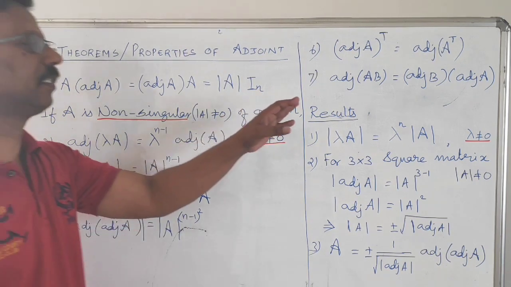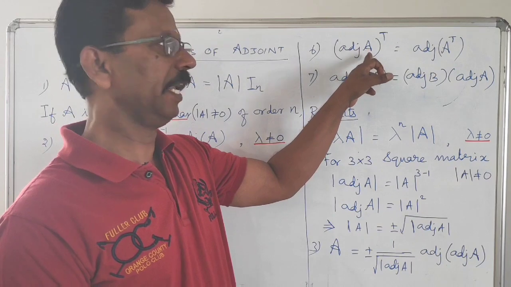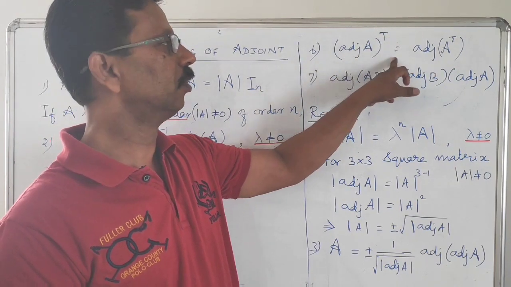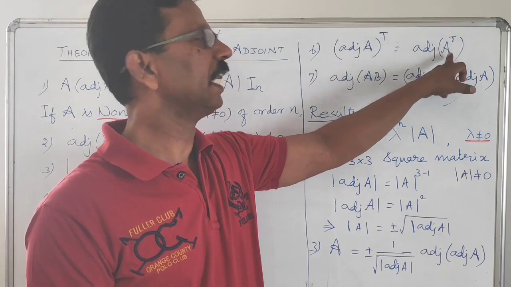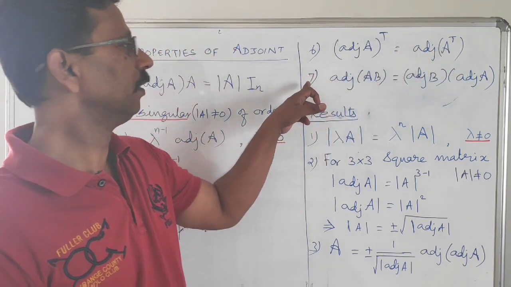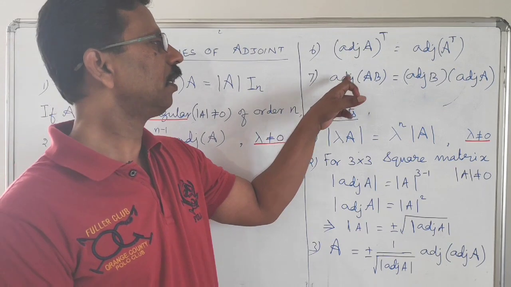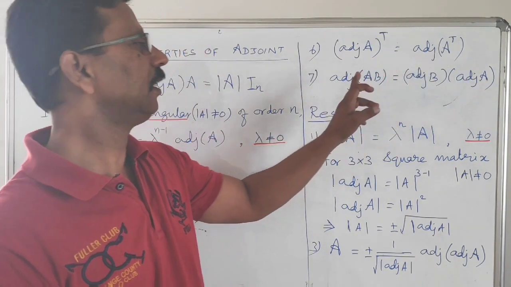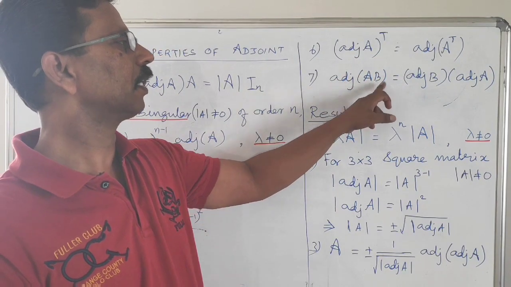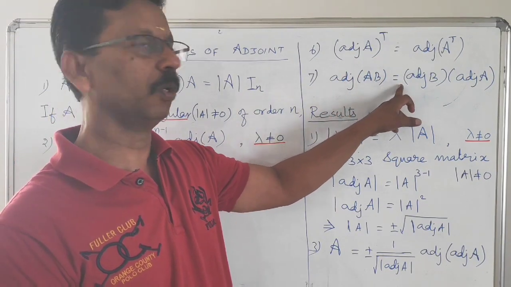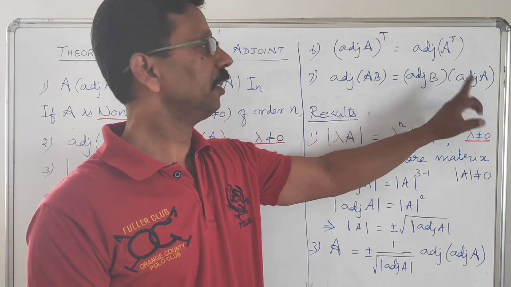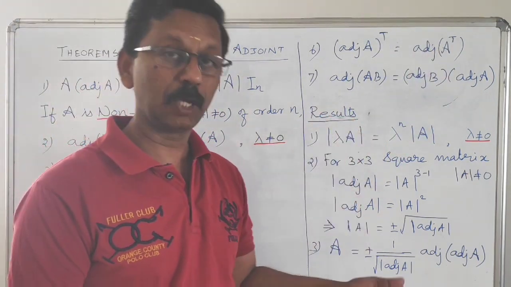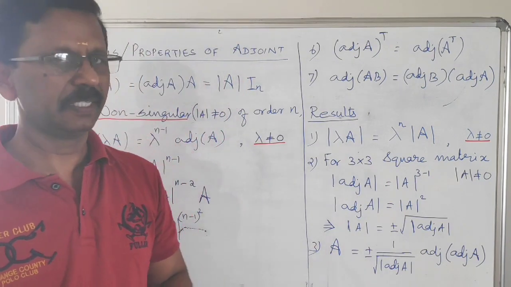Next, property number 6 is adjoint A transpose, that is transpose of adjoint A, which is equal to adjoint of the transpose of A. Now next one, the seventh one, adjoint of AB is equal to adjoint B into adjoint A. That is, adjoint of the product of two matrices is equal to the product of their adjoints in reverse order. Then after that, let us see some important results required for doing the problems in this exercise.